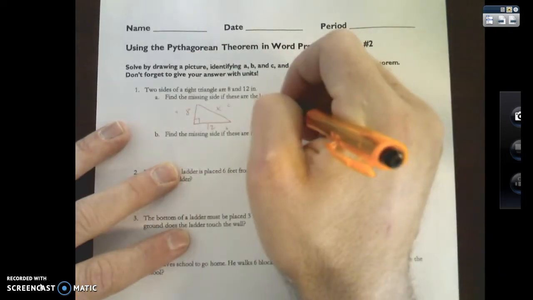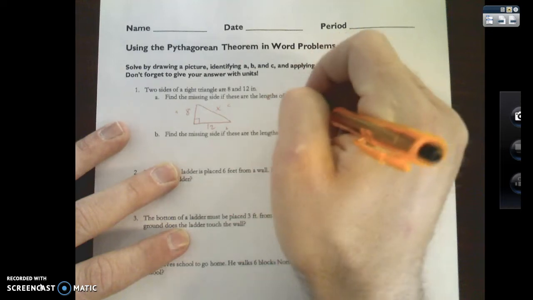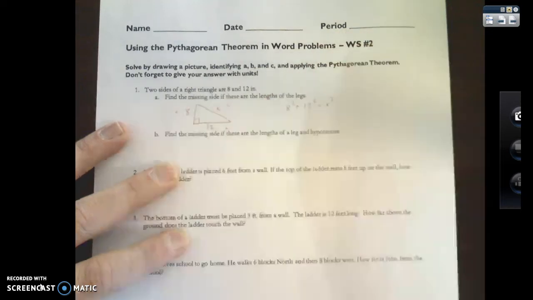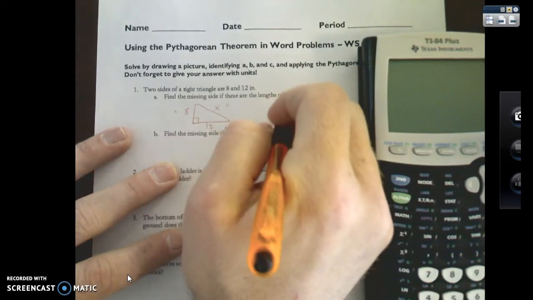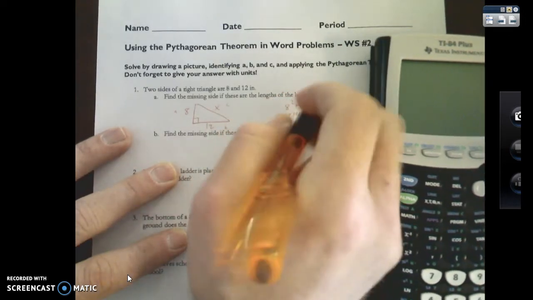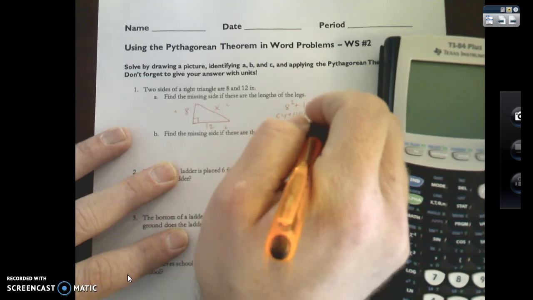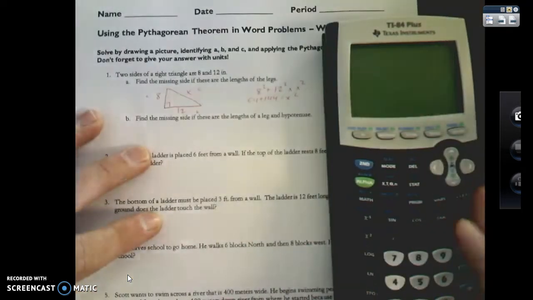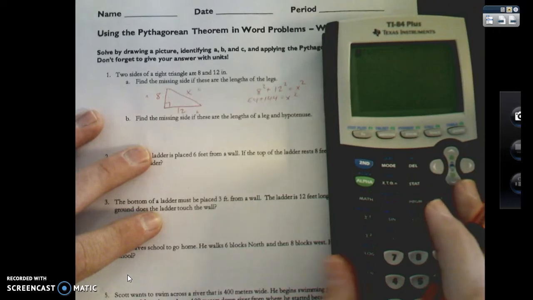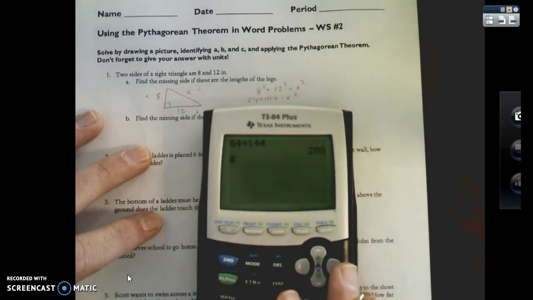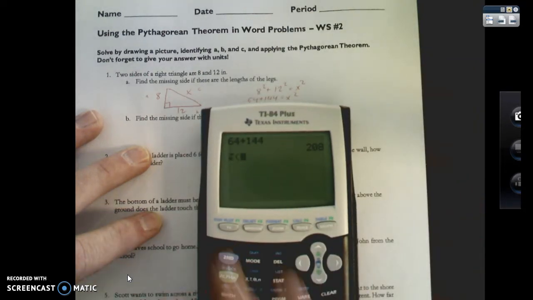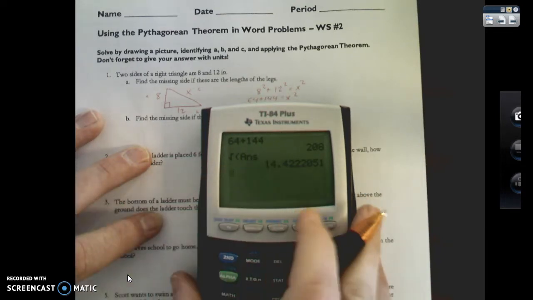So we can run Pythagorean theorem, 8 squared plus 12 squared equals x squared. Now, running a little bit with the calculator, 64 plus 144 equals x squared. For the sake of this worksheet, we're going to keep everything with decimals, okay? So I've got 64 plus 144 gives me 208. So I can square root that. We're going to go to the nearest tenth, so 14.4.